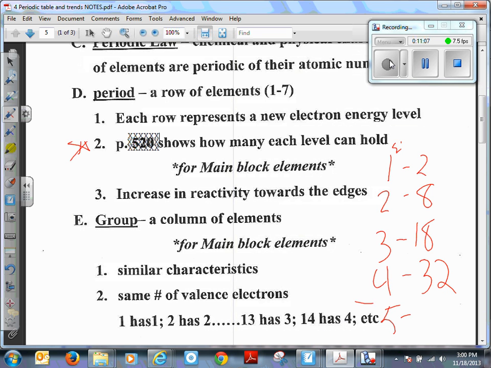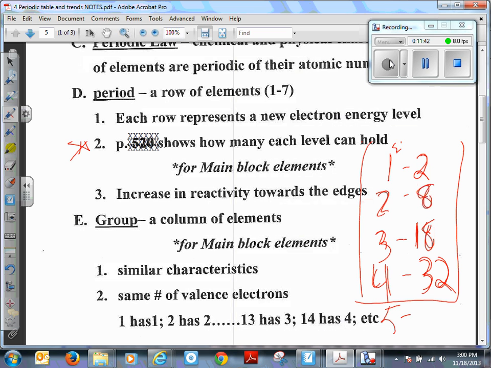So note this. These are your energy levels here. I've got a magical pen that's disappearing for some reason. But 1, 2, 3, 4 energy levels, and these are the total numbers of electrons: 2 in the first, 8 in the second, 18 in the third, 32 in the fourth. You should know that, because that's always true. It's how many electrons each can hold.